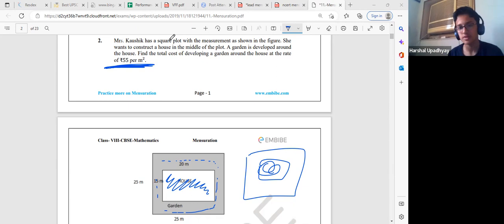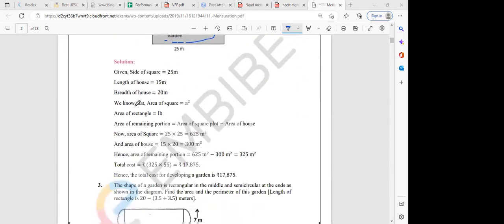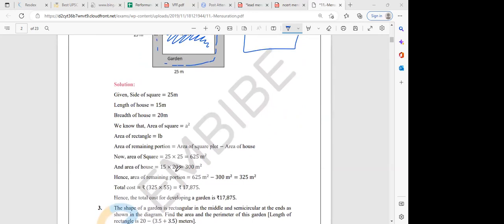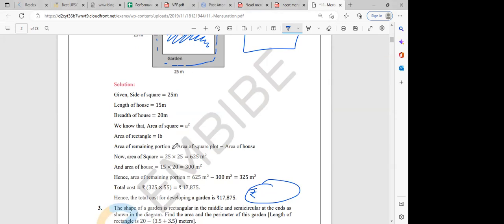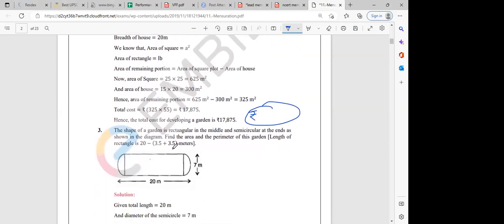Ma'am, is the answer 17875? Let's check. So you have the answer. Whenever they are asking for cost, you have to mention rupees. I wrote in my notebook, so I'll get the marks. Okay. So now coming to the next question.